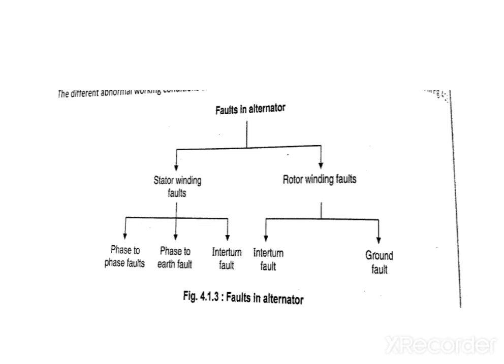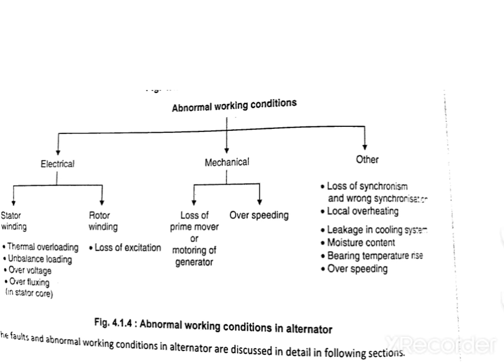As the alternator has stator winding and rotor winding, the faults are mainly classified into stator winding faults and rotor winding faults. The stator winding faults consist of phase-to-phase fault, phase-to-earth fault, and interturn fault. The rotor winding faults consist of ground fault and interturn fault.